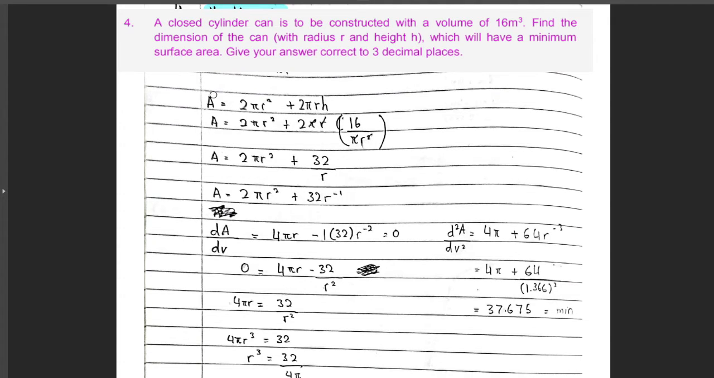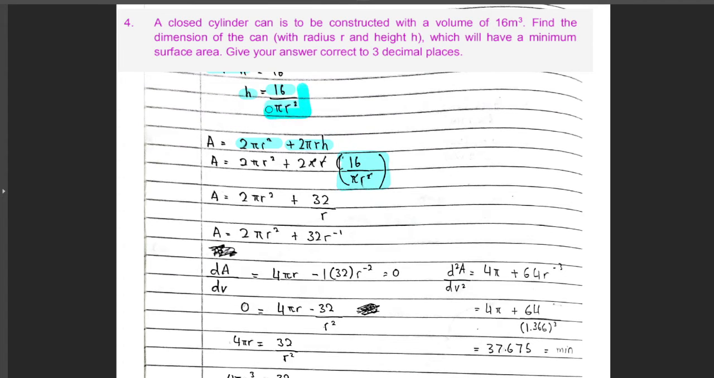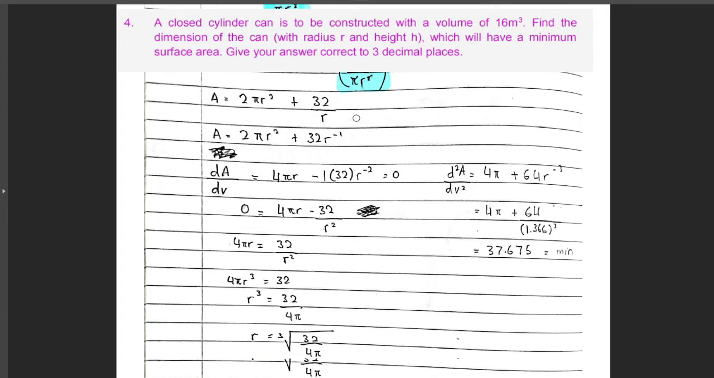Step 2. We use the area formula of a cylinder, which is 2 pi r squared plus 2 pi r h. Substitute h with 16 over pi r squared, the value from here. Now, once we have 2 pi r squared plus 32 over r, we move r from the denominator to the numerator to make it easier for our next step.